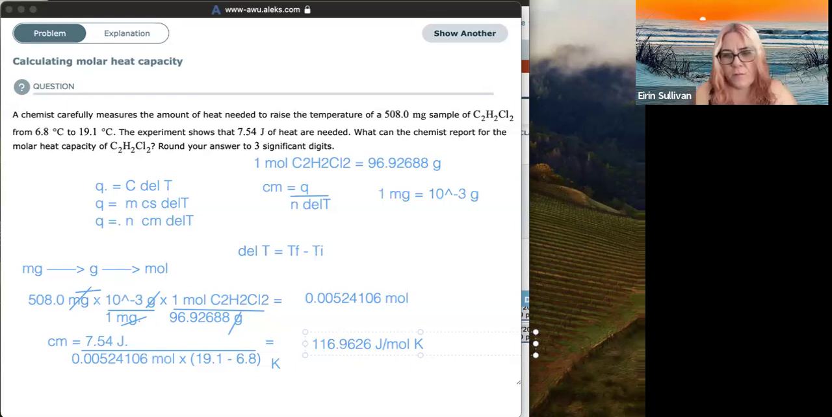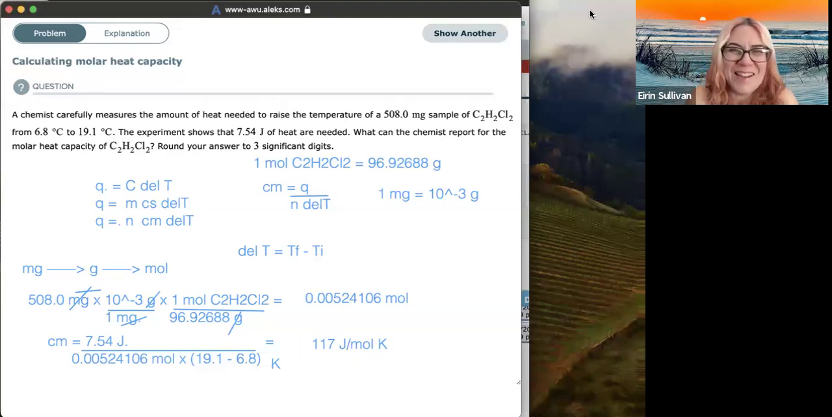Okay, definitive answer 116. And how many sig figs? 3 sig figs, so 117 joules per mole per Kelvin. Okay, and I just double checked the answer for that because I really did screw up using my phone calculator. That is the correct answer.